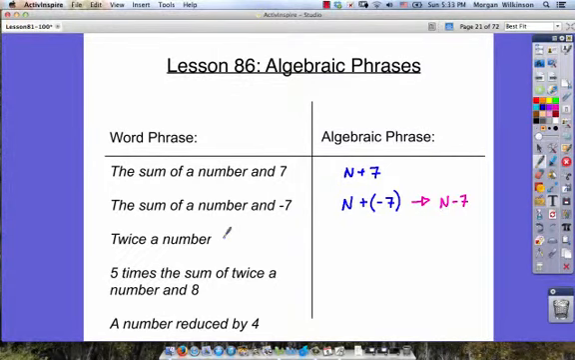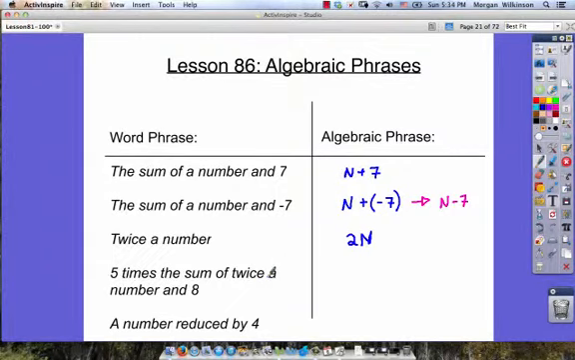Here we have twice a number. Well, we don't have one of those keywords of sum, difference, product, or quotient, but twice a number? That must mean multiplication, because the number is going up by 2 times. So twice a number is just going to be 2 times the number n. And we can write it just like this, because when a number touches a variable, it always means multiplication. The next one is tricky.